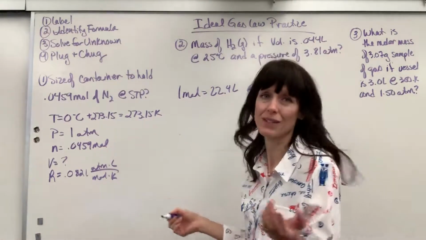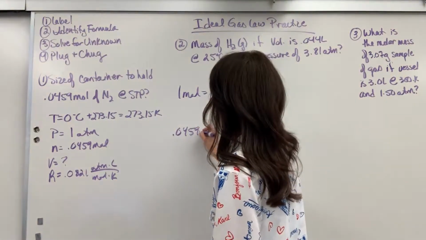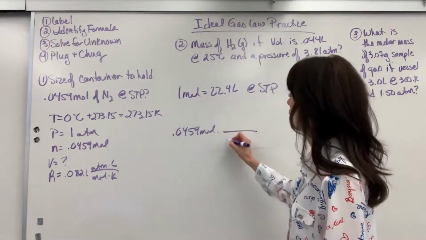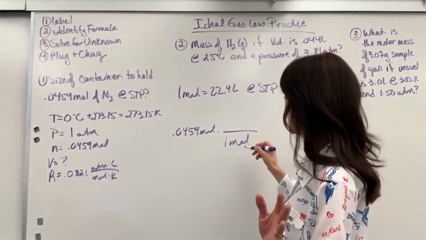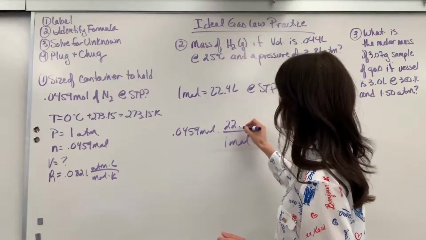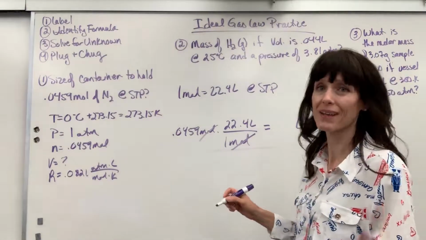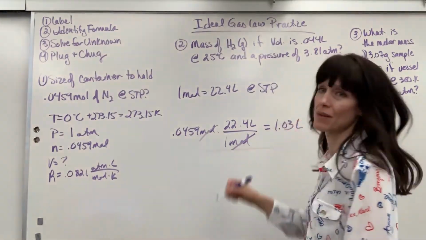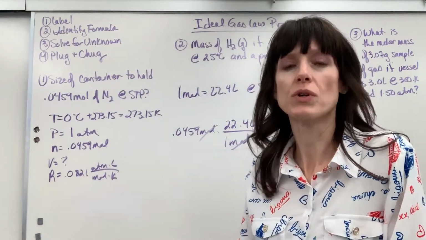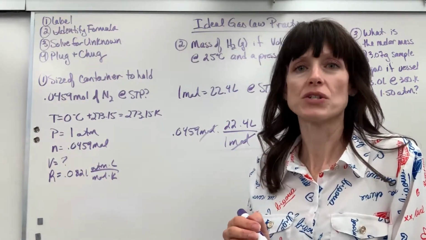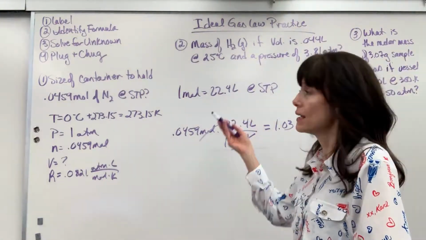So we could have done, and you're going to look at this and go, man, that was easy. We could have done 0.0459 moles, 1 mole at STP, any gas at STP is going to take up a volume of 22.4 liters. And guess what? Moles cancel. When you multiply that, same answer, 1.03. So I wanted to show you this. When you're at STP, and there's a question between moles and volume, you can use a shortcut.